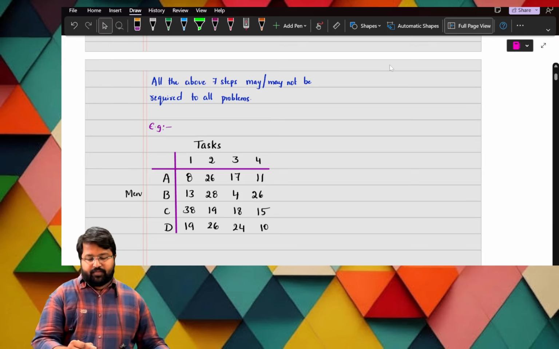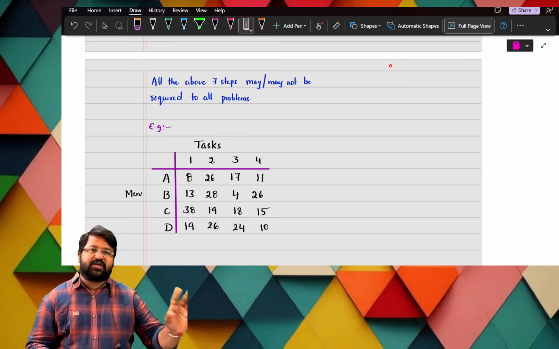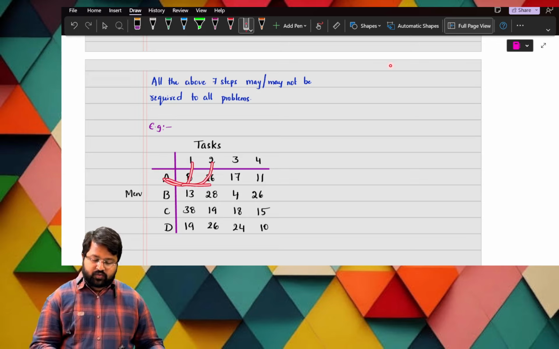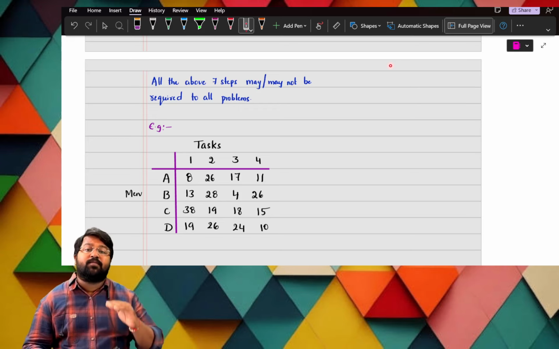So this is the example you are having. So here men and here tasks. So what men to whom, which task has to be assigned? For example, the man whose name is A, what task has to be assigned, whether one, two, three, or four? Which task I have to assign so that the cost will be minimum. You should remember that cost.